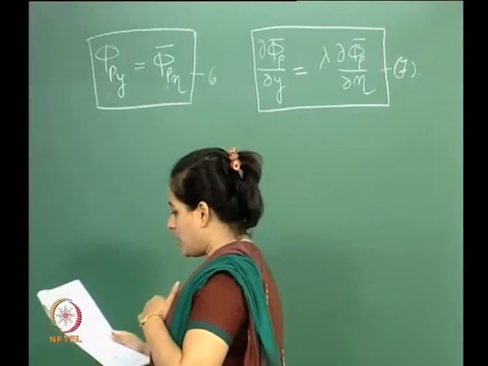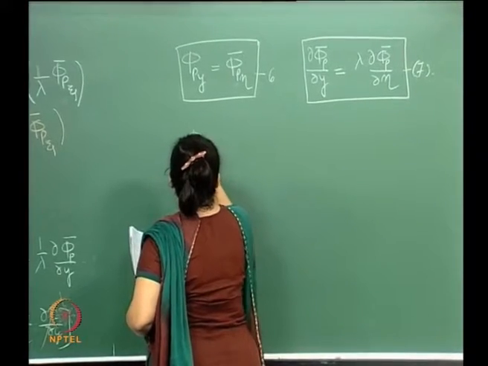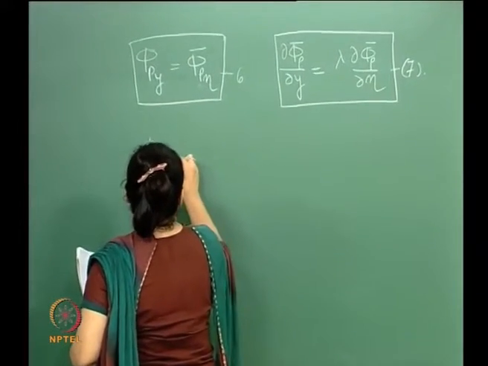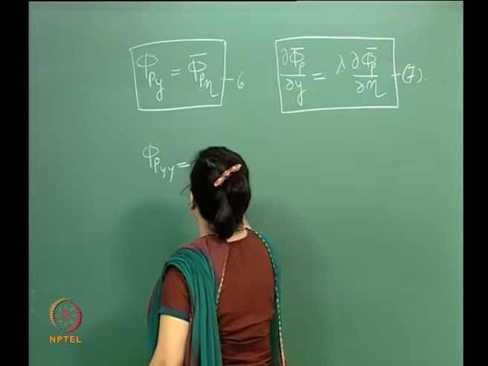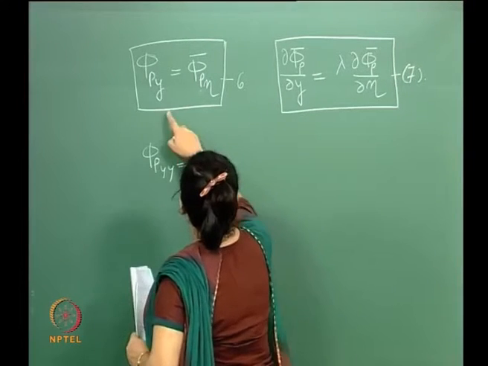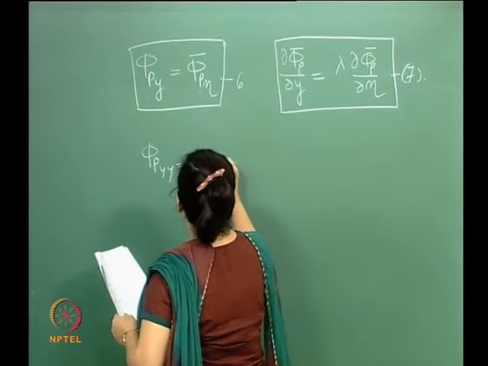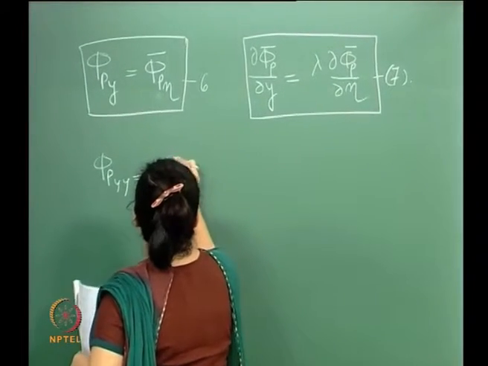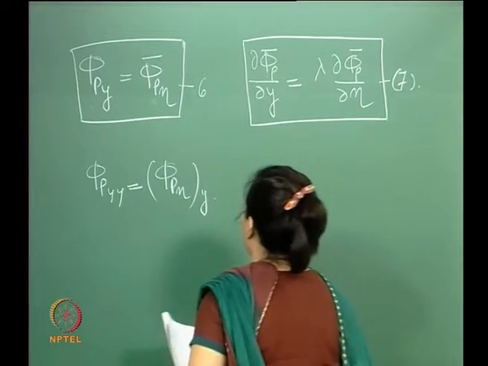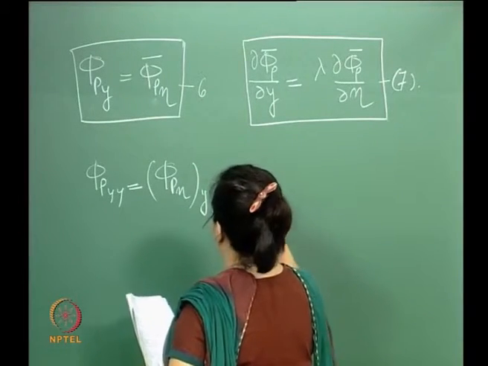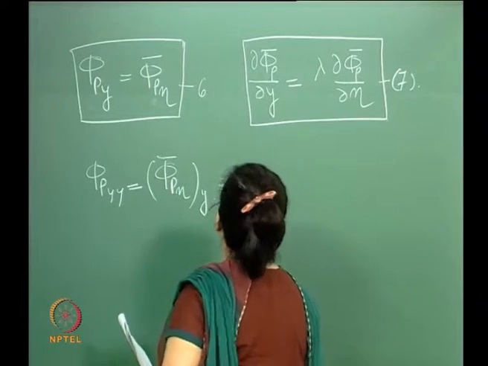Having done that, similarly what we need to get now is phi p y y. So, phi p y y is what? I can write that phi p y is equal to phi p eta, so I can write this as phi p eta y.